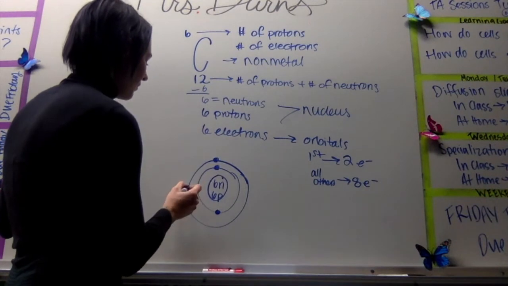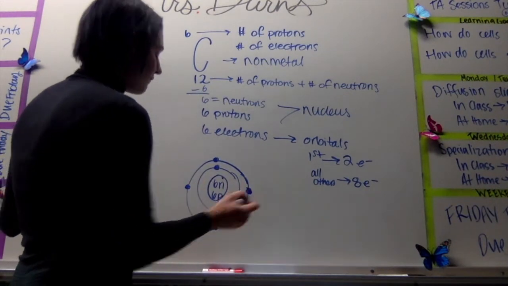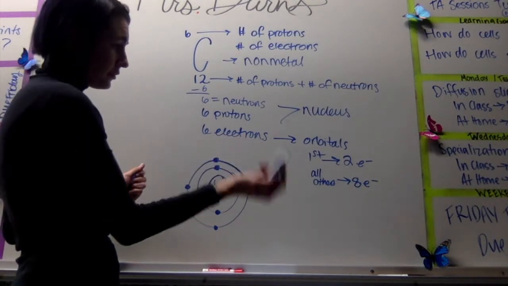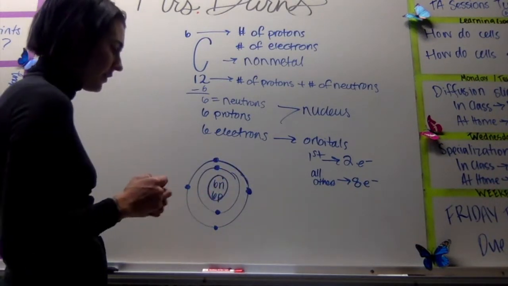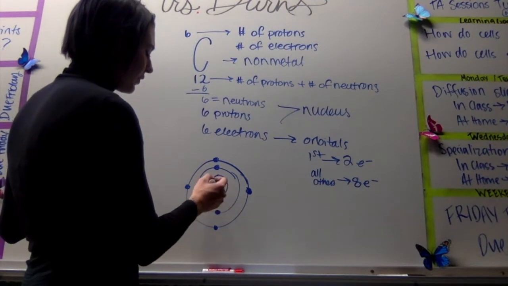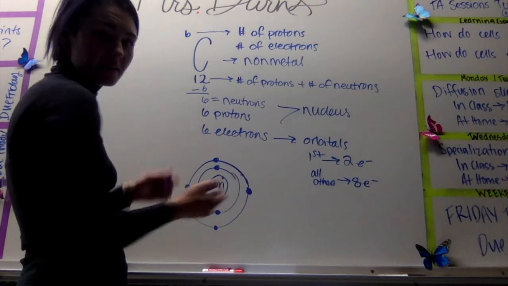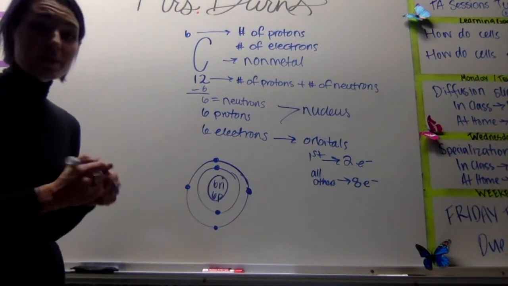And then my second orbital has 4, because 2 plus 4 equals 6. My first orbital can only hold 2, so that means the other 4 go on the outside. And so this is my nucleus with my 6 neutrons and 6 protons. These are my 2 orbitals with my 6 electrons, and that is my carbon atom.